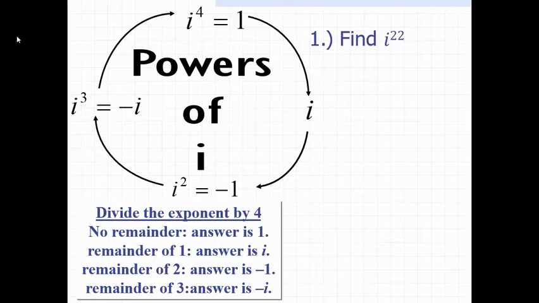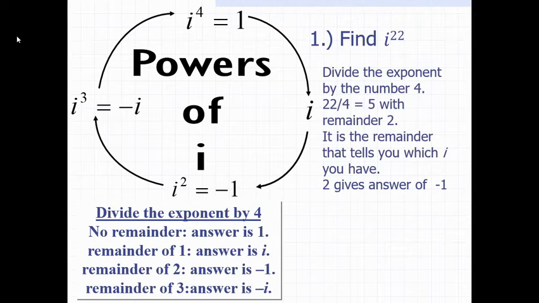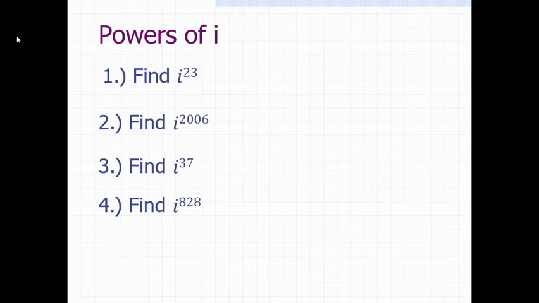So let's take a look at this example here. We want to find i to the 22. We're going to divide the exponent by the number 4. So 22 divided by 4 is equal to 5, which would be 20 with a remainder of 2, because 22 minus 20 gives you 2. It is the remainder that tells you which i you have. So 2 gives the answer of -1. Okay, so you find that i to the 22 is actually equal to -1.